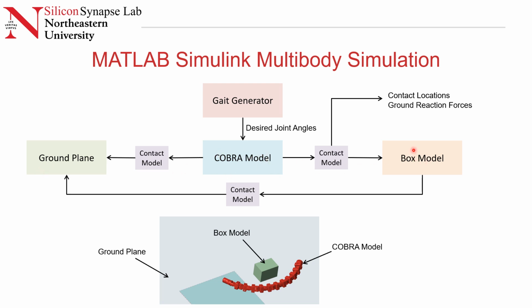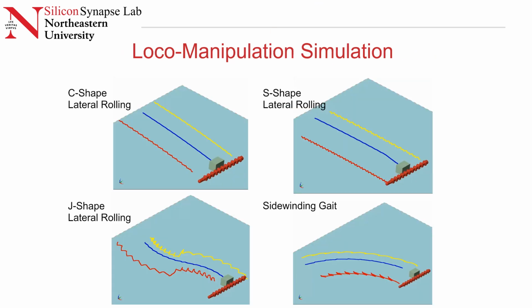We have a gait generator that generates joint angles that move the robot around based on some predefined gaits. And using this, we push the box using different gaits and study the effect of ground reaction forces. All the different tests that we did using the simulation.